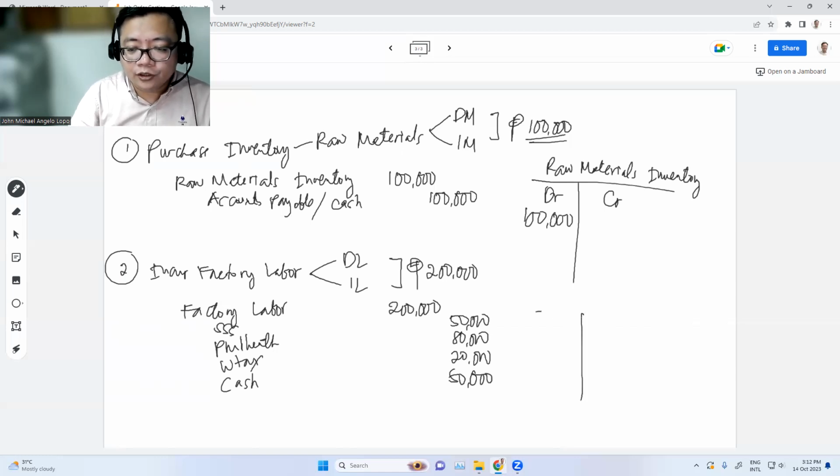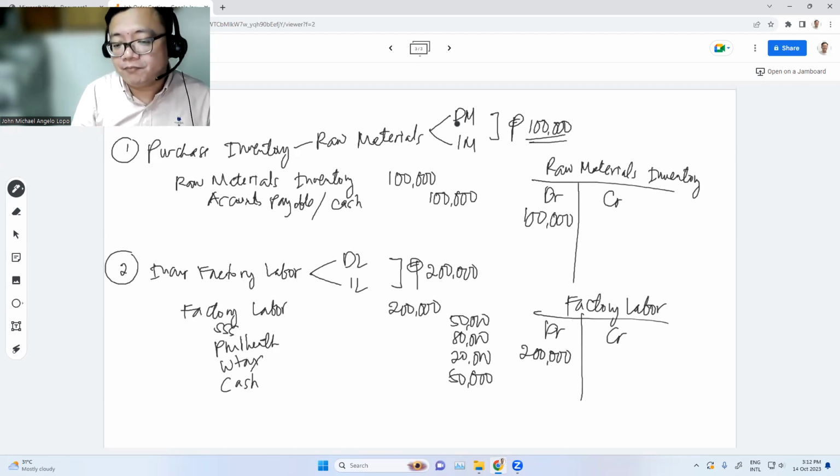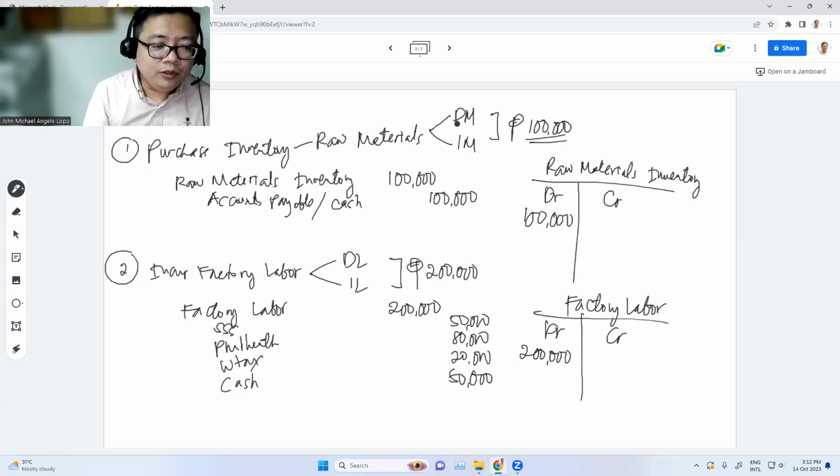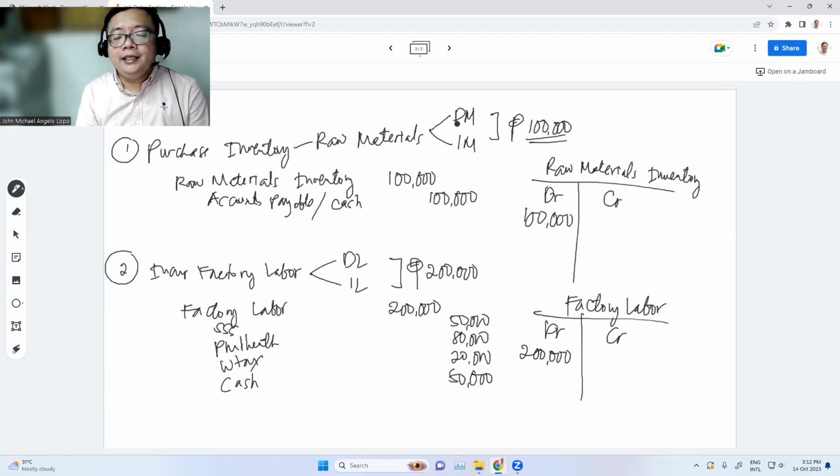Okay. So, you have also here our factory labor account, debit and credit. I will put here na lang factory labor and it is worth 200,000. Ano naman yung mga usual documents to be used, particularly for your factory labor? So, yung mga biometrics natin or any other parts of the labor. Okay? Next one.